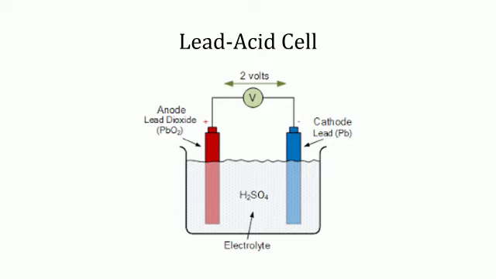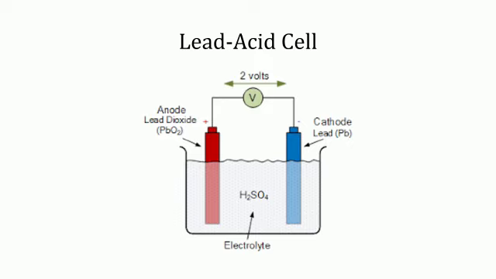Lead acid cell. It was first invented in 1859 by French physicist Gaston Planté. It is a type of rechargeable battery. This type of cell can be recharged after getting electrically discharged. The lead acid cell contains a lead electrode and a lead oxide electrode, and both are dipped in dilute sulfuric acid. Electrodes are electrical conductors and they are made up of metals. Dilute sulfuric acid acts as an electrolyte.